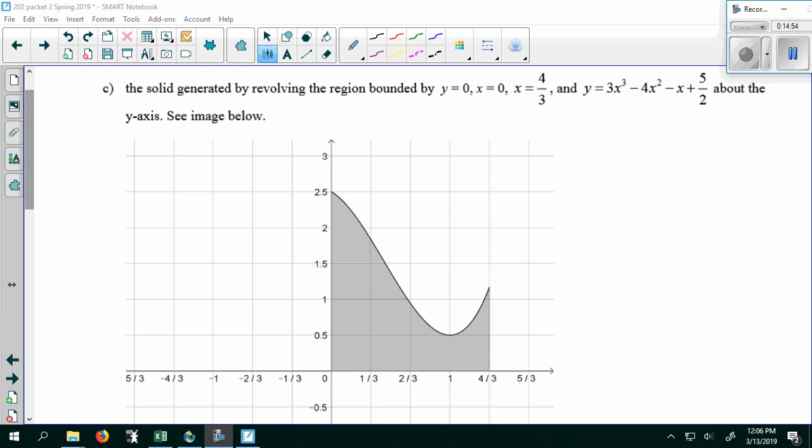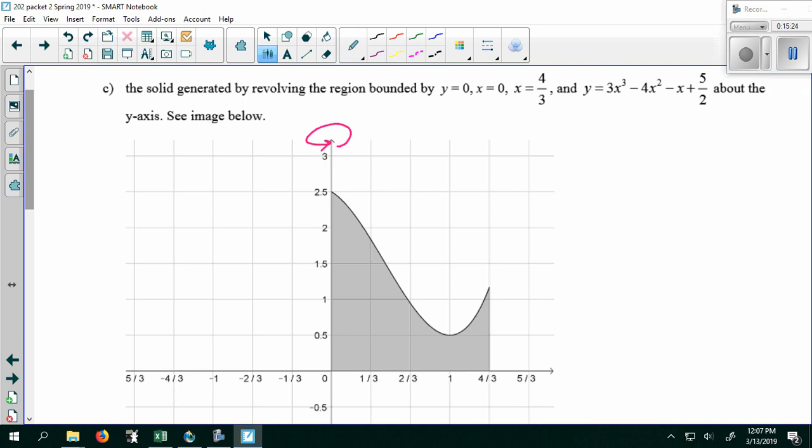Okay, next one. We want to evaluate a volume formed by generating the solid pictured in the picture about the y-axis. So we have a formula for the curve, y equals 3x cubed minus 4x squared minus x plus 5 halves, and we are bounding it by x equals 0, x equals 4/3, and y equals 0. Okay, so I want to rotate this region about the y-axis.